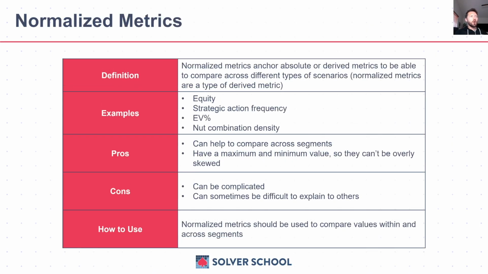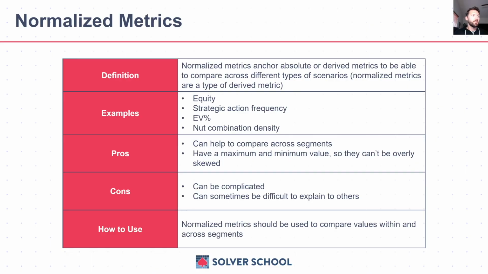And then finally, our last type of metrics here are normalized metrics. And these are the metrics that are anchoring absolute or derived metrics so that we can compare things across different types of scenarios. So there's a lot of these types of metrics in Hold'em. Types of metrics include things like equity, strategic action frequency, EV percentage, or nut combination density, which is a cool metric that I've kind of built out that takes those nut combinations and anchors them to the overall size of one's range.